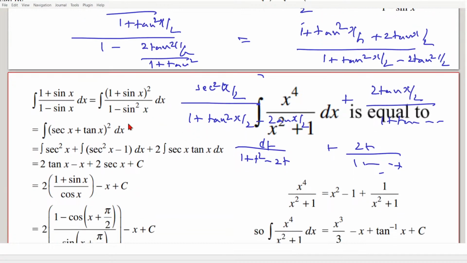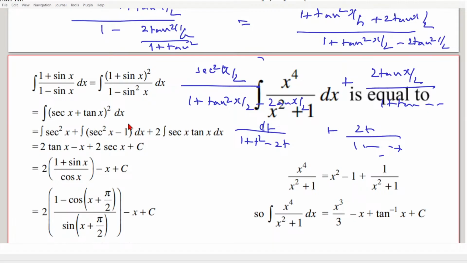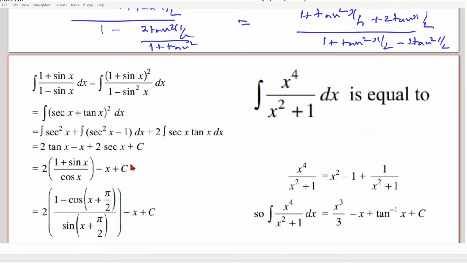What he has done, this one you understood now? Yes, sir. This is pretty straightforward, right? Plain integration, this one. Just rationalization, after that it is plain integration, right? Yes, sir.